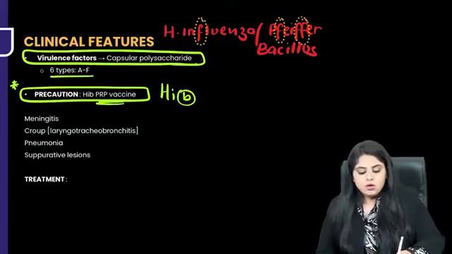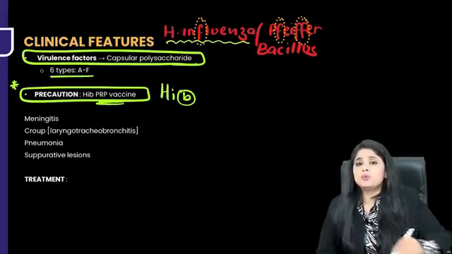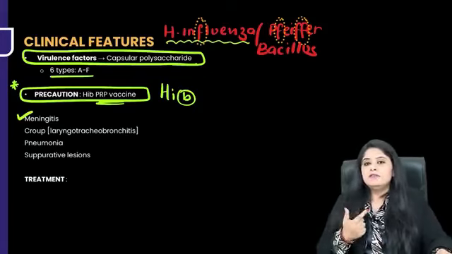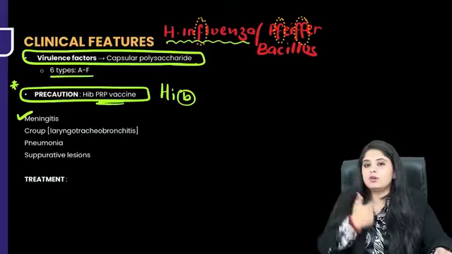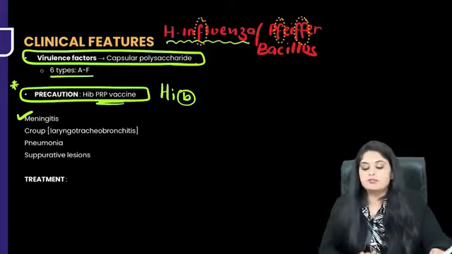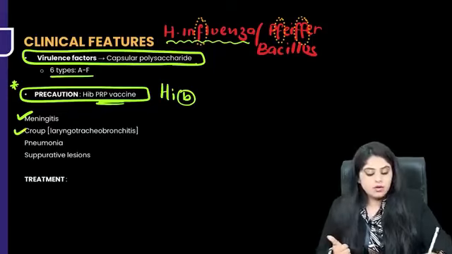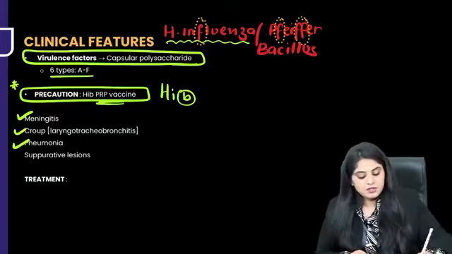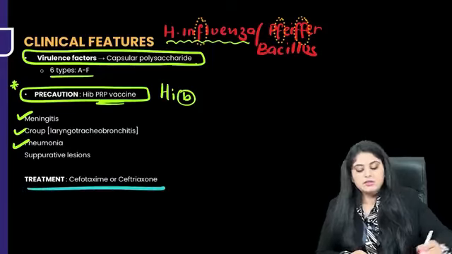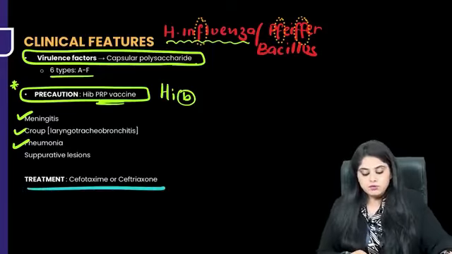What all does it cause? We all know Haemophilus influenzae causes meningitis in children, and meningitis is fine, but since it is influenzae, obviously your respiratory tract involvement has to be there. Laryngotracheobronchitis, pneumonia, and other suppurative lesions of the body are seen. I'll finish off the treatment quickly, which you know is done by ceftriaxone usually for Haemophilus influenzae.